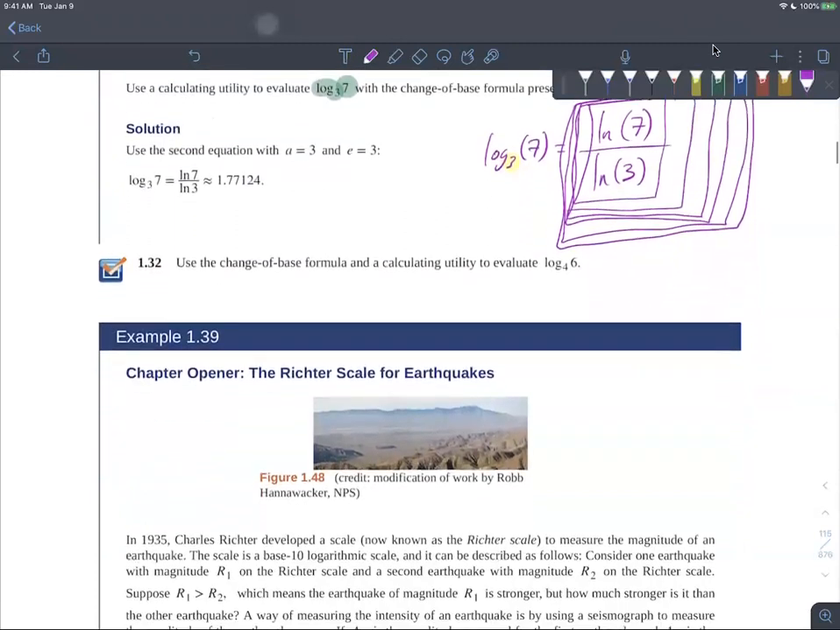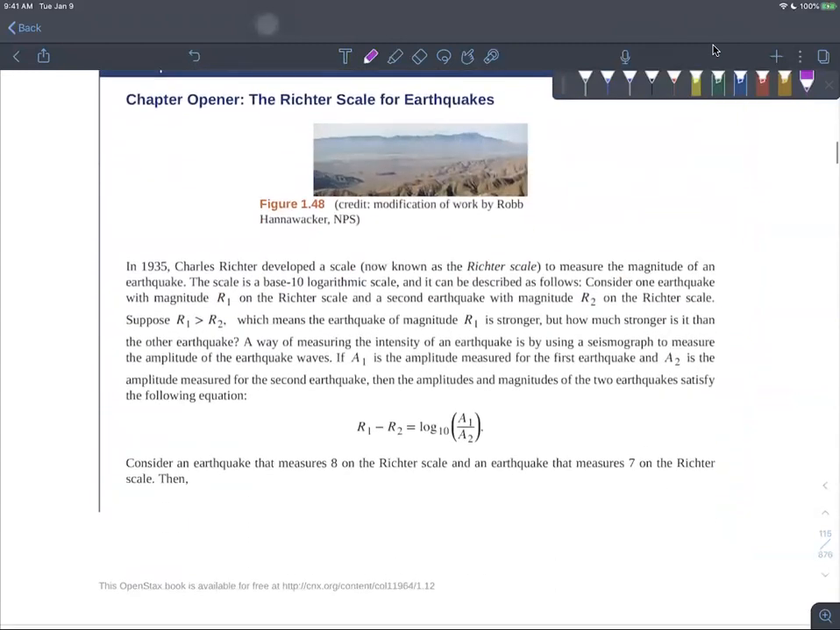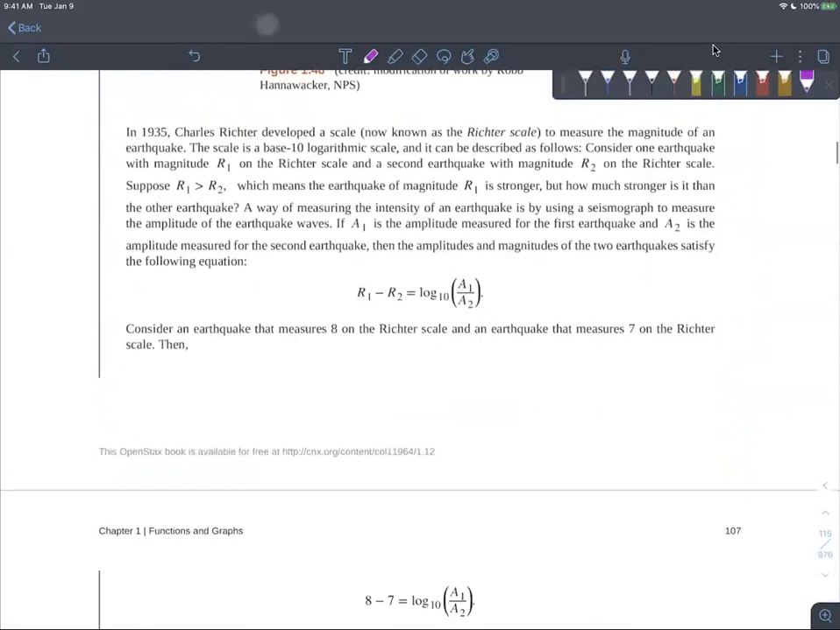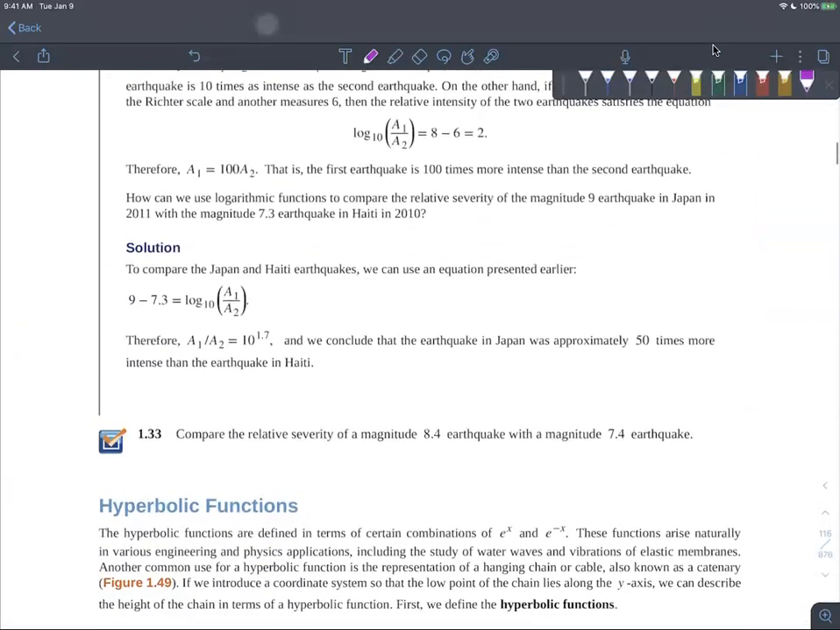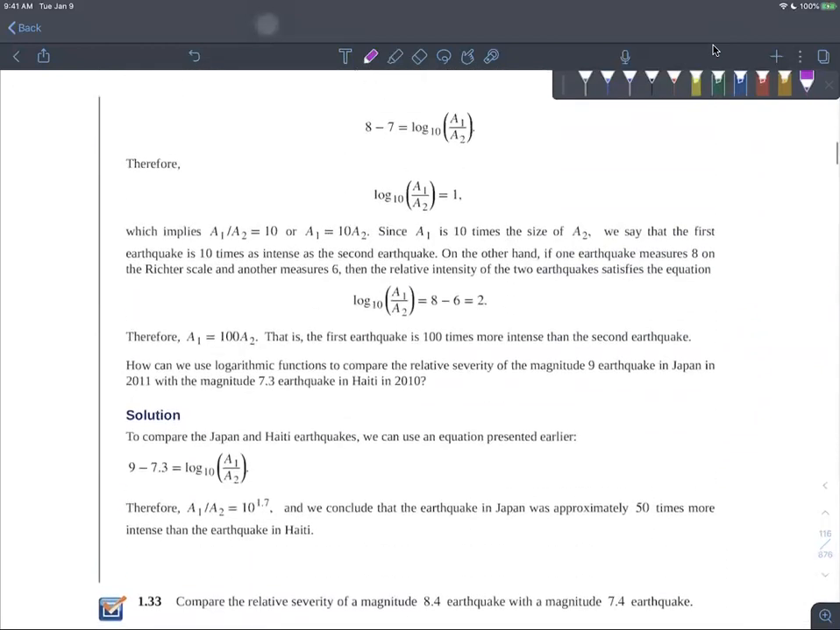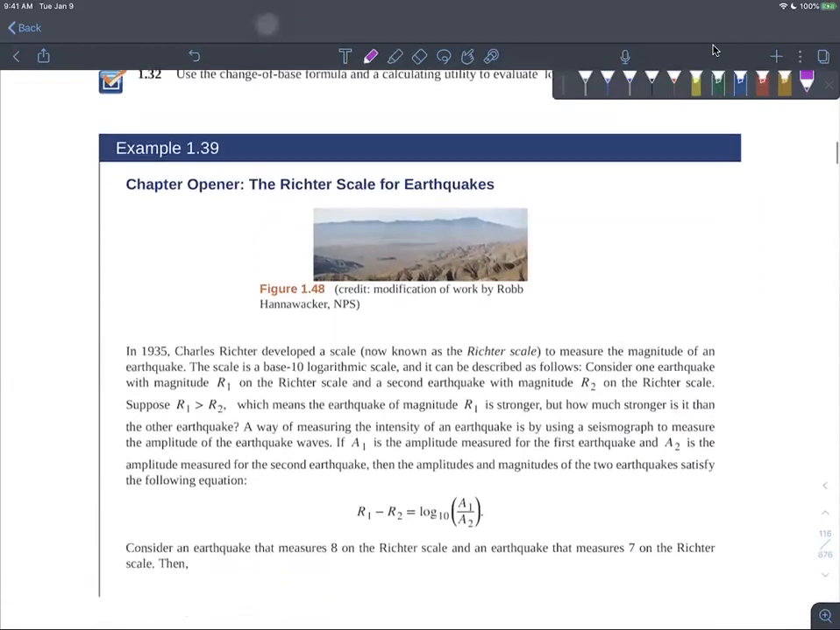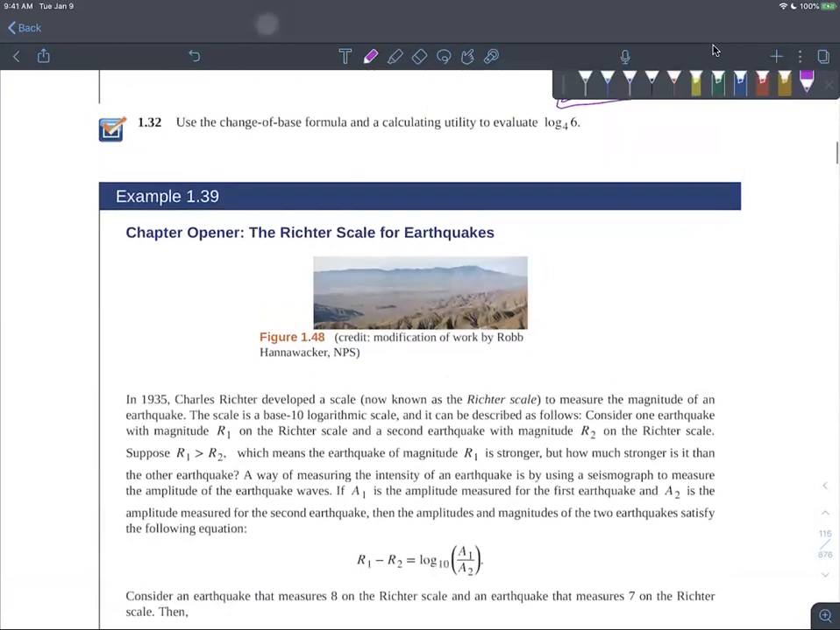All right, and for the sake of time, we will skip the Richter scale example. Pretty cool example, but we're already over an hour. So as I mentioned, hyperbolic functions we'll skip for now. And so we'll stop there. All right, there we go.